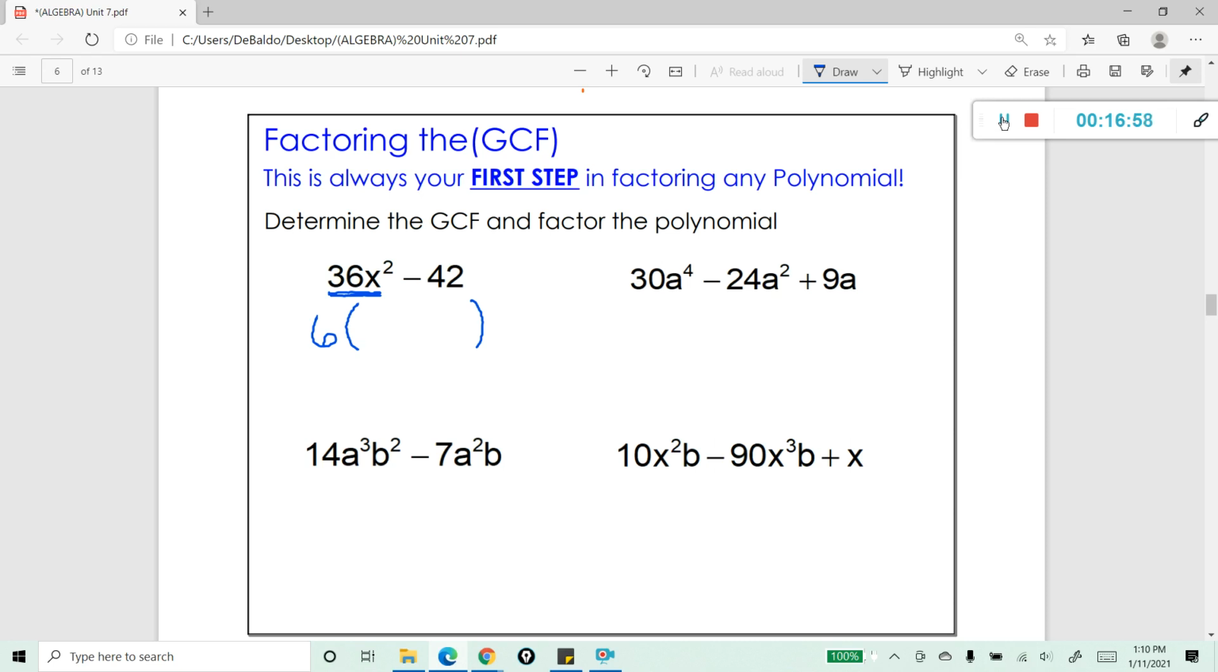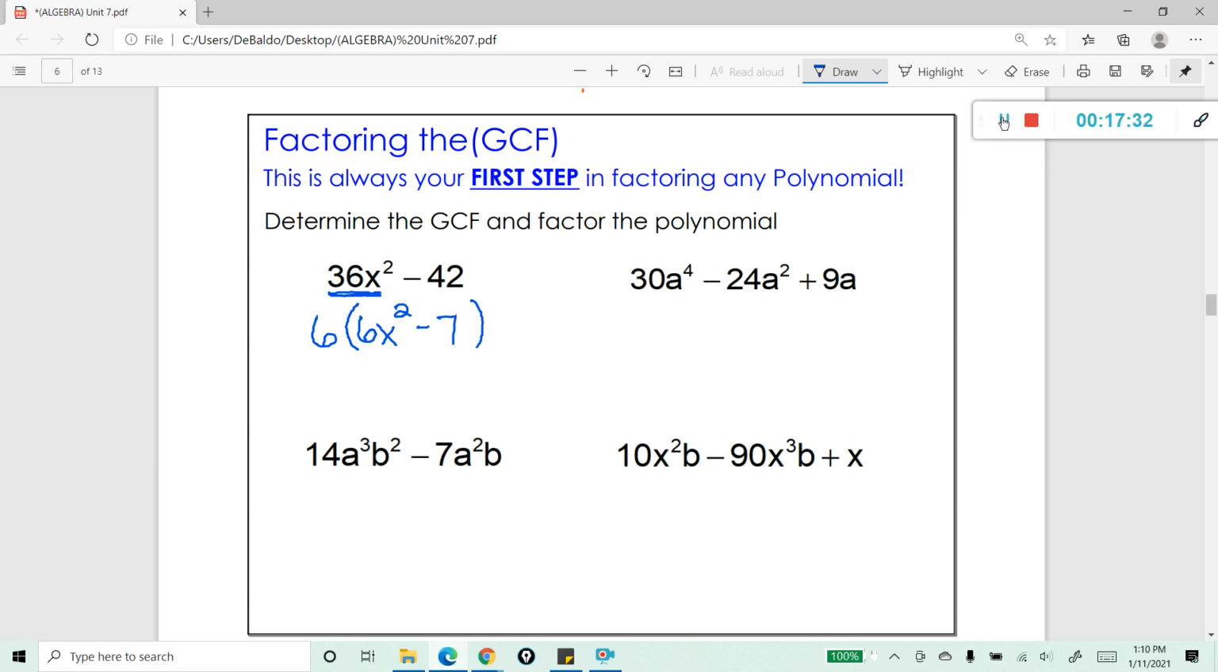The question I want to ask is, what is left over when you pull out a 6 from 36x squared? Another way I could ask it is, if I were to distribute 6 into a term, what term would give me 36x squared? You might be thinking, well, 6x squared, right? Because if I redistributed this, it would give me 36x squared. I want to do the same thing with the negative 42. I want to ask myself, 6 times what gives me negative 42? And the answer here is negative 7.